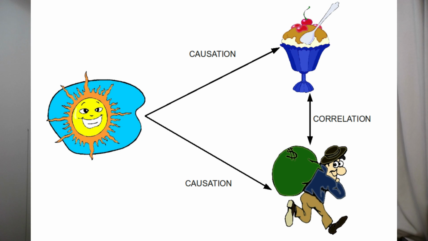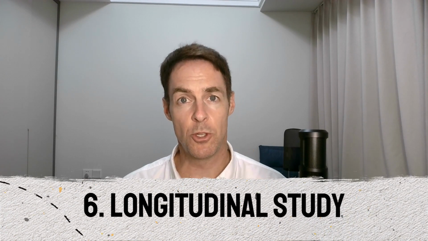But remember, correlation doesn't mean causation. Like in the summertime, when you see ice cream sales go up, but you also see crime go up. But does that mean that one causes the other? No, it doesn't. The sixth one is a longitudinal study, and this studies people for a long time.